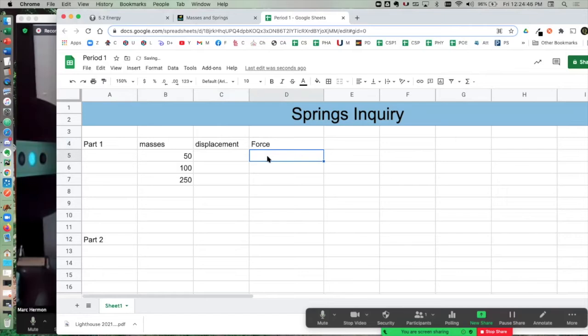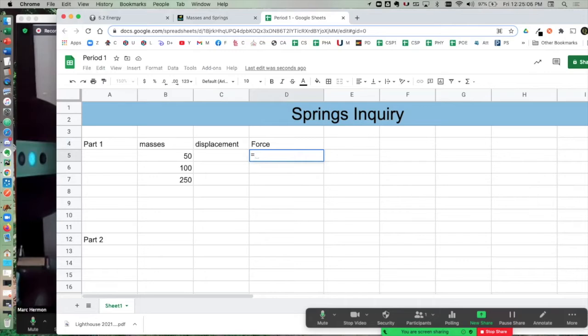Okay. All right. How do I calculate the forces? Mass times gravity, but the mass has to be in what units? Kilograms, right? So I'm just gonna quickly calculate the forces here. How do we do an equation? We do an equal sign.